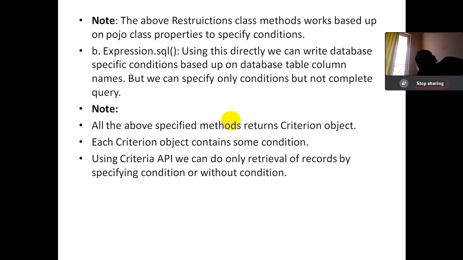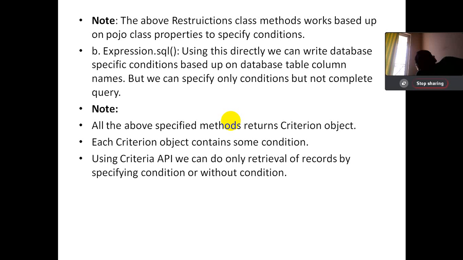Okay, so note, first point: the above restriction class methods work based on Pojo class properties to specify conditions. As we had seen, tot underscore m was a property of our Pojo class. So the same thing we are specifying over here. Restriction static methods work on the Pojo properties. So expression.sql is a method. Using this method we can directly write database specific conditions, but we can't write the whole query over here. We just need to specify the condition part, the where part.